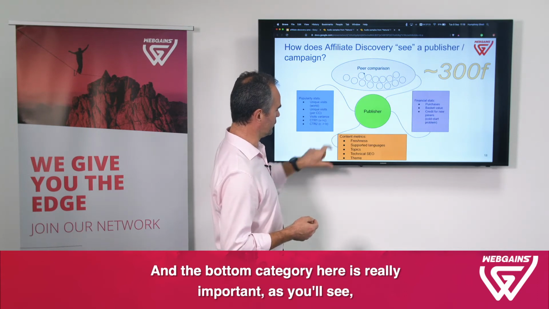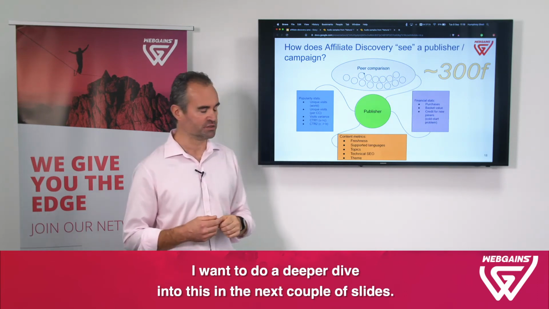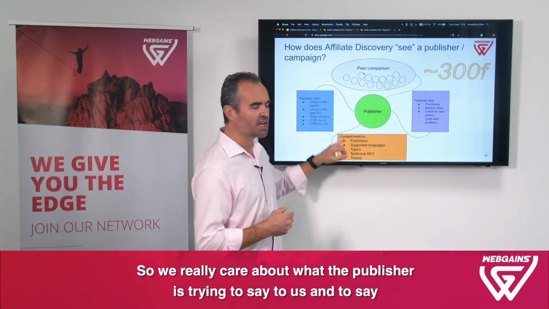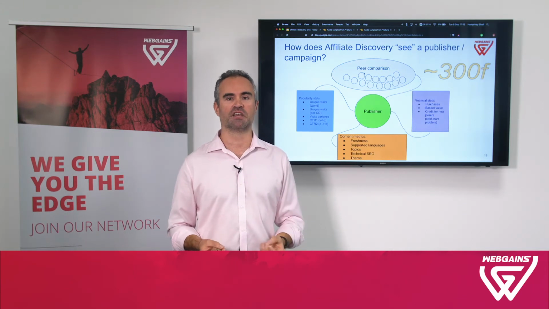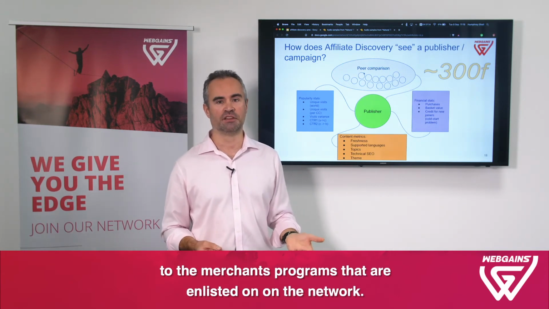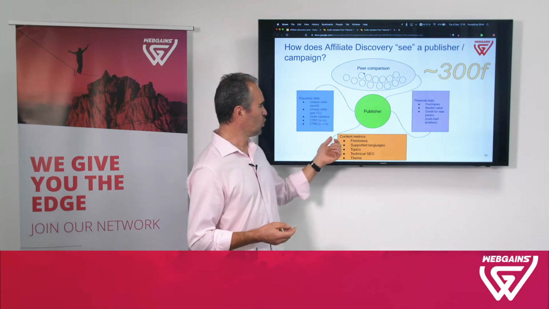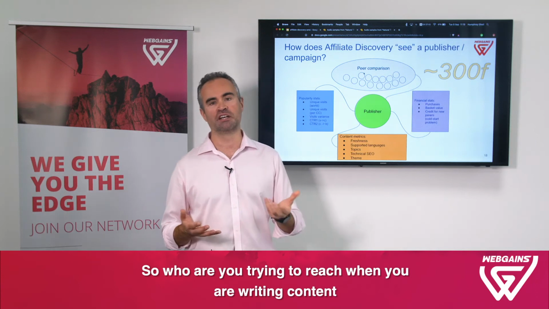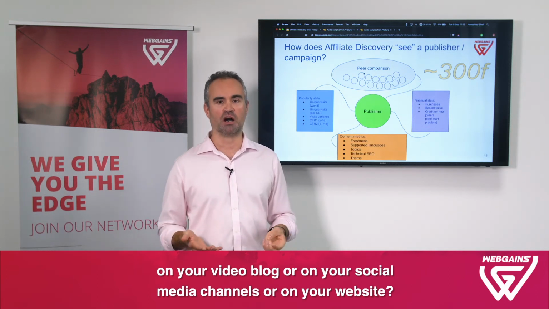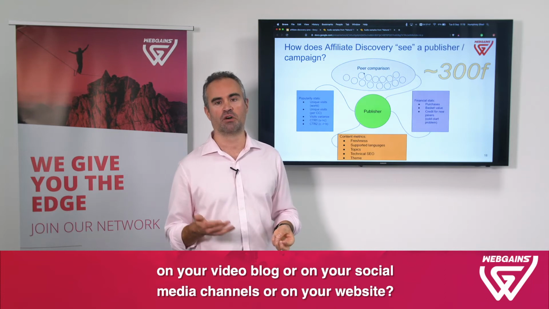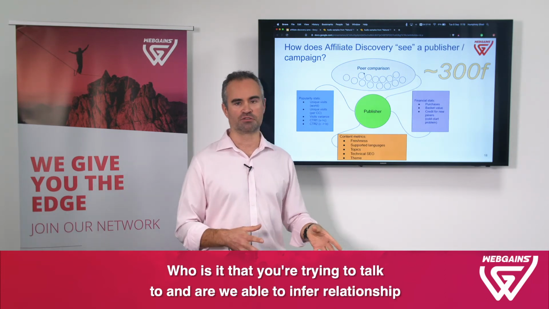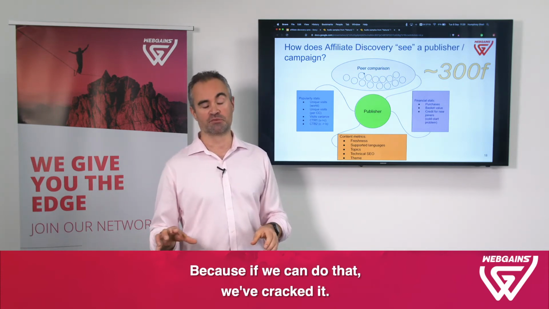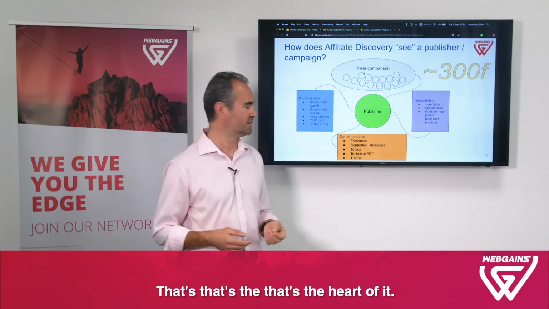The bottom category here is really important, as you'll see, because I'm going to do a deeper dive into this in the next couple of slides. So we really care about what the publisher is trying to say to us and to say to the merchant programs that are enlisted on the network. So what are the topics that you're talking about? Who are you trying to reach when you're writing content on your video blog or on your social media channels or on your website? Who is it that you're trying to talk to? And are we able to infer a relationship between those people and the merchant programs? Because if we can do that, we've cracked it. That's the heart of it.